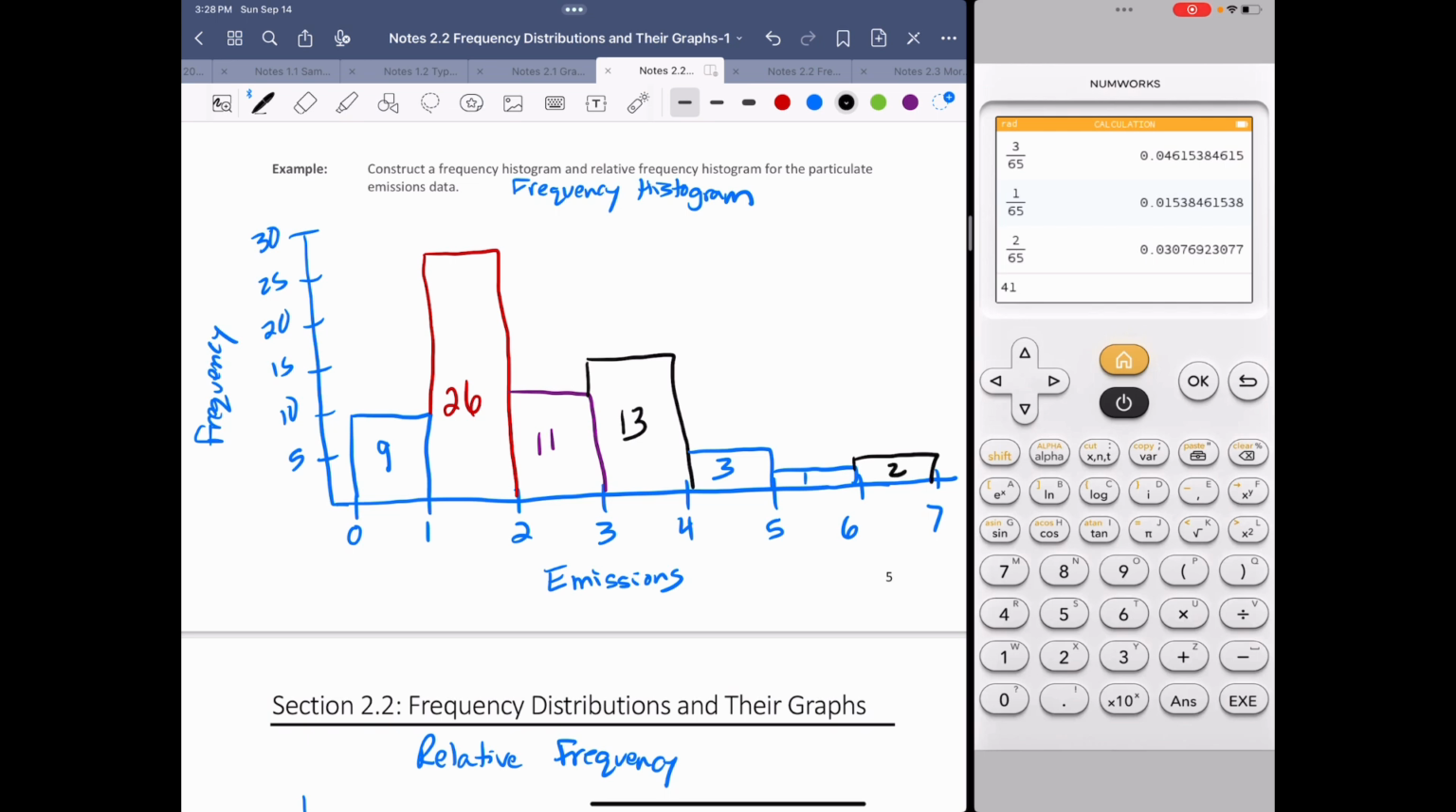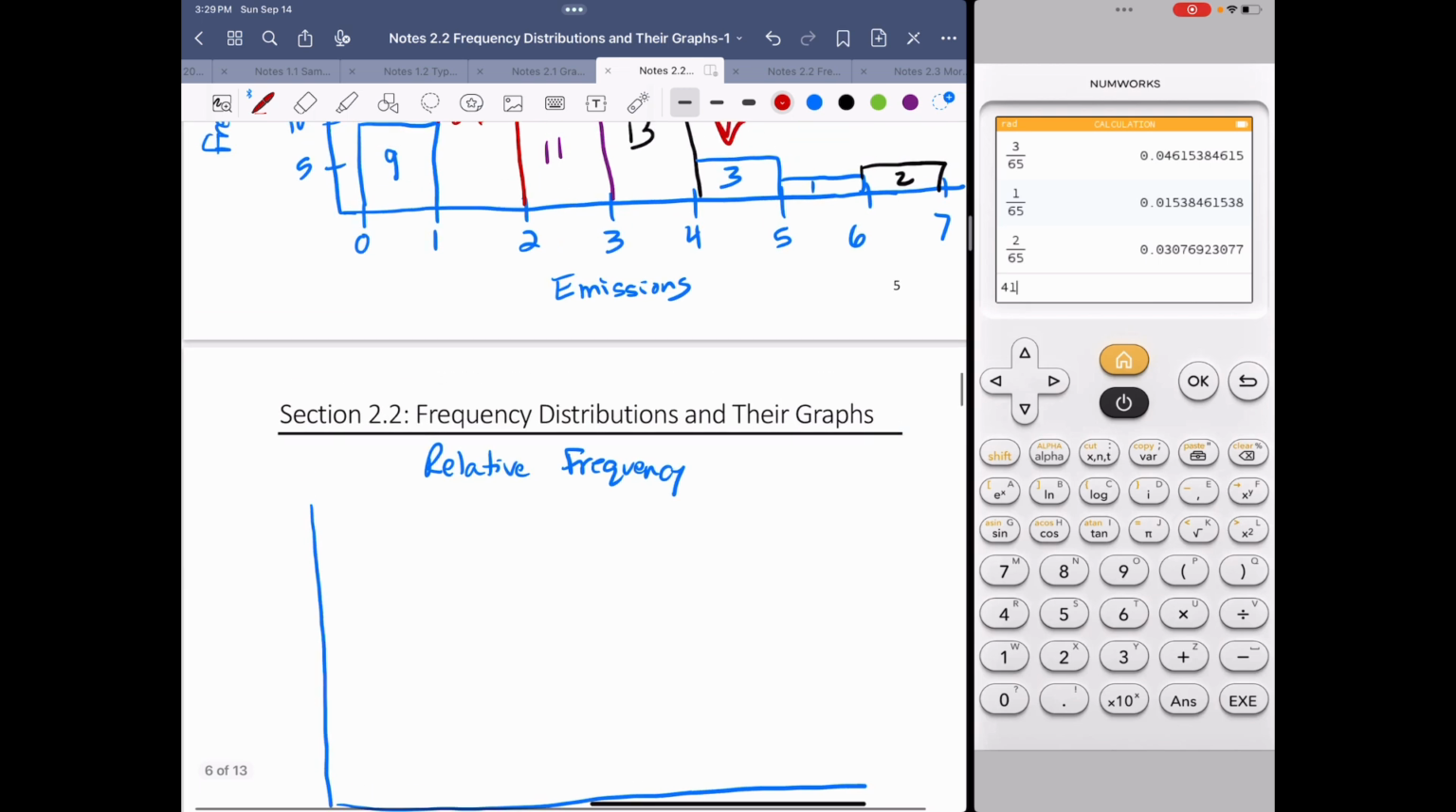And questions that Alex will ask you about, it will say, what number of cars had between 1 and less than 2 emissions? You would say 26. Or what number of cars had less than 3? You would add 11, 26, 9. Where would 4 be? And 4 would be counted here. Okay, so 4 is counted there. That 13 is 3 to less than 4.